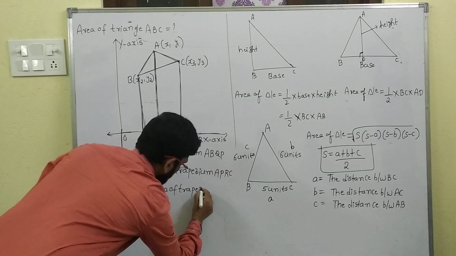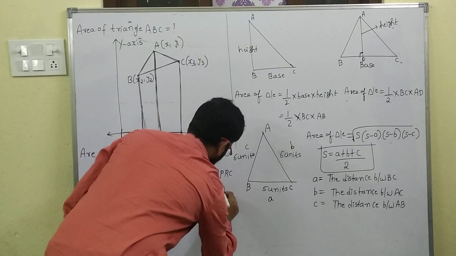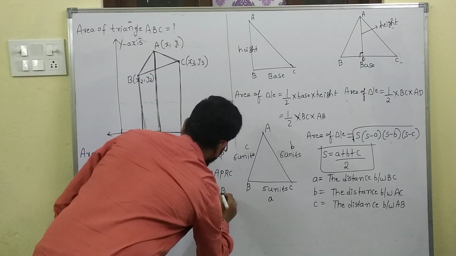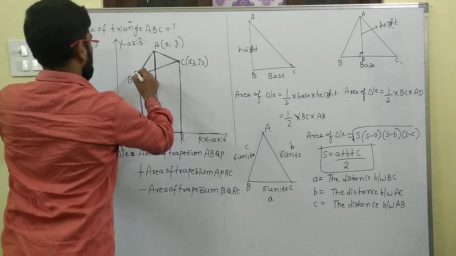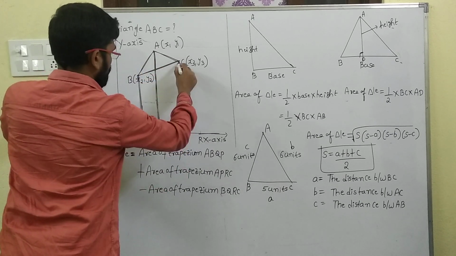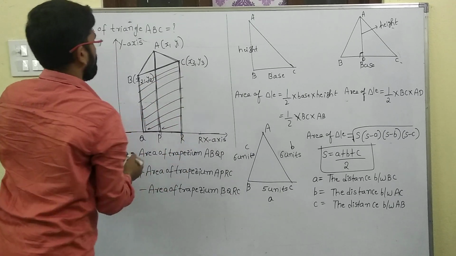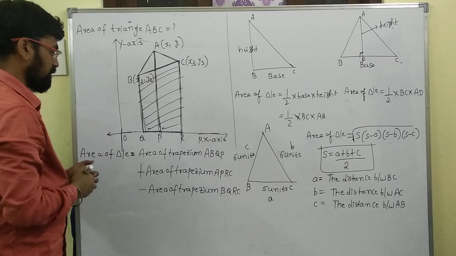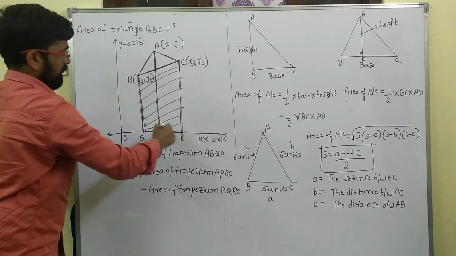trapezium ABC, area of trapezium BQRC. From this trapezium, the first trapezium, and the second trapezium, if you remove this, what are you going to get? You are going to get the triangle. Is it right? Like that, you can find the area of the triangle from the first trapezium and the second trapezium.